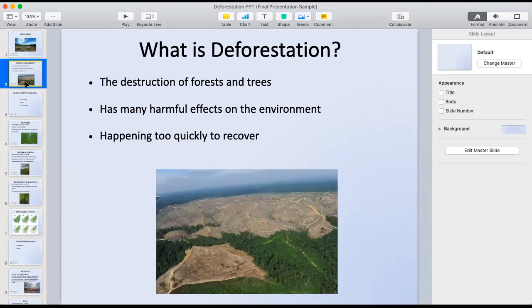Okay, let's evaluate this slide. What is deforestation? The destruction of forests and trees has many harmful effects on the environment, happening too quickly to recover. And there is a photo of a land that looks like a forest that turned into a desert. Who can evaluate this slide for me? What do you think about it? Is it good, bad? What about the visual effects? How do you evaluate it?